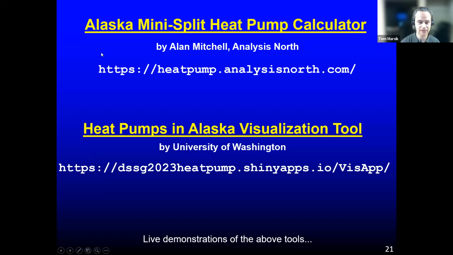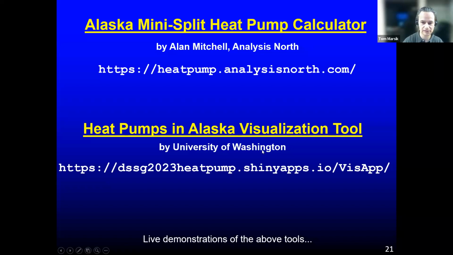I just want to point out that there are a lot of things we know about heat pumps already, and there are some things that we don't know yet, like I showed in the presentation. And so Alan, I think he did an amazing job, taking the information that we do have and coming up with the best estimate based on the information for the performance of heat pumps in Alaska. And so I'm going to go to this link and I'm going to show you how to use this tool.